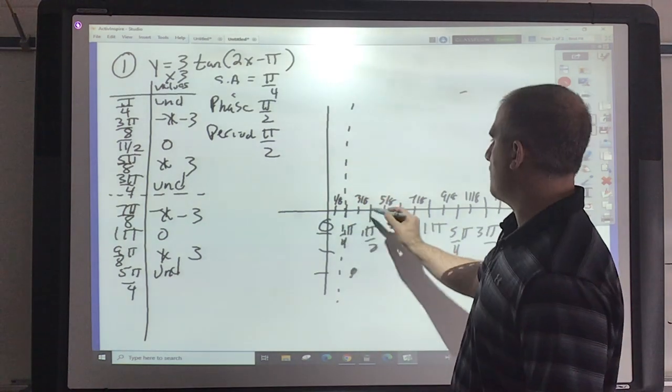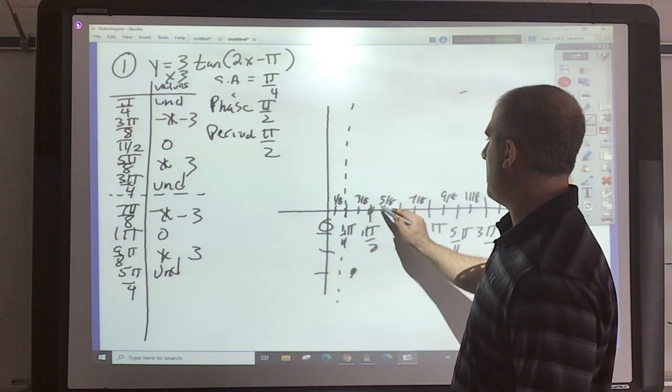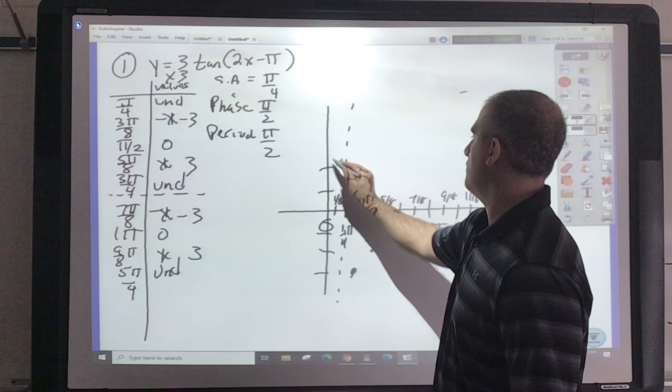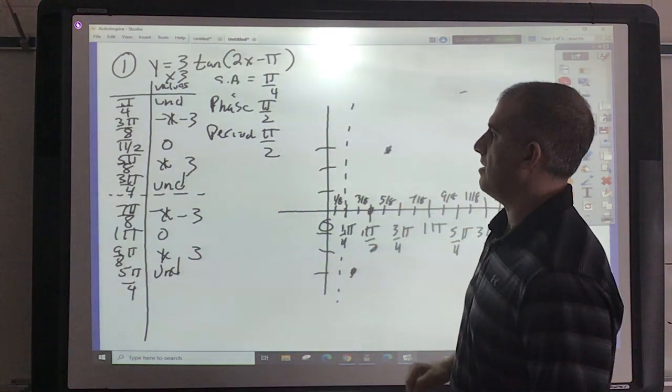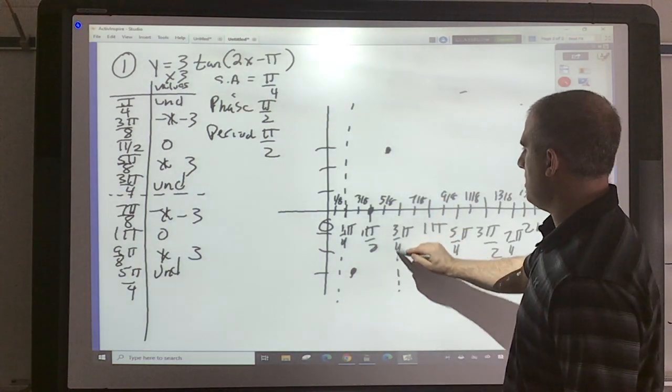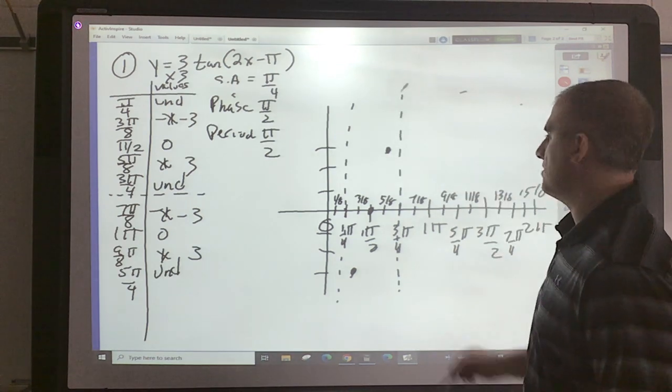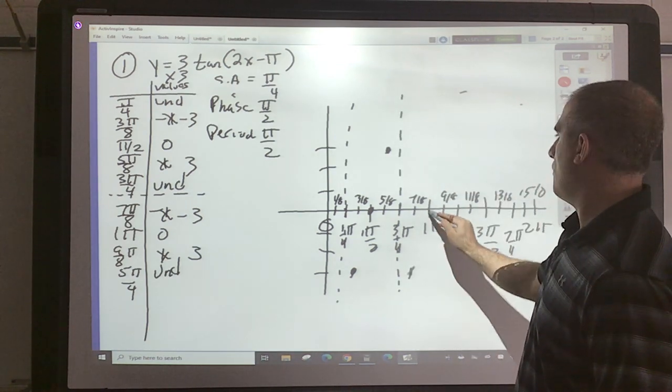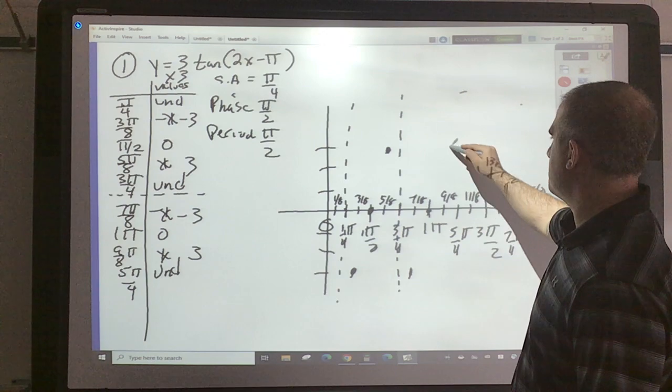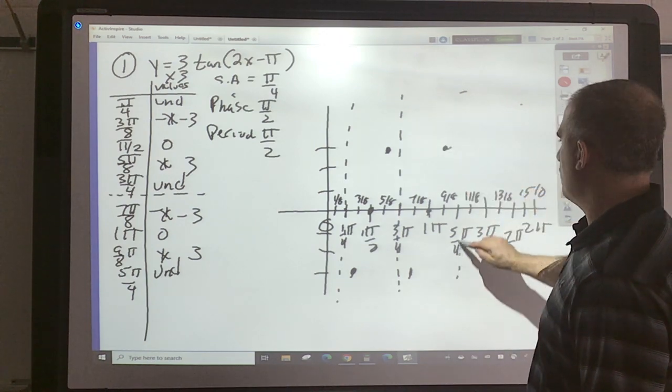Okay, at pi over 2, I'm at 0. At 5/8, I'm back up at 3, 1, 2, and 3. Okay, 3/4, I'm at undefined. Okay, 7/8, I'm at -3. At 1 pi, I'm at 0. 9/8, I'm there. 5/4, I'm here.